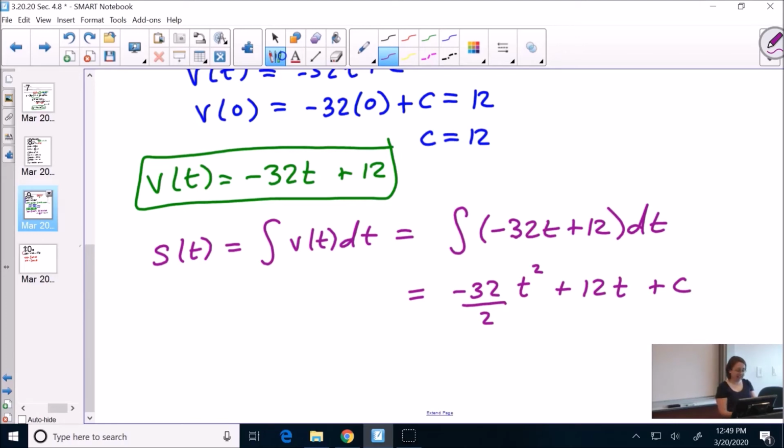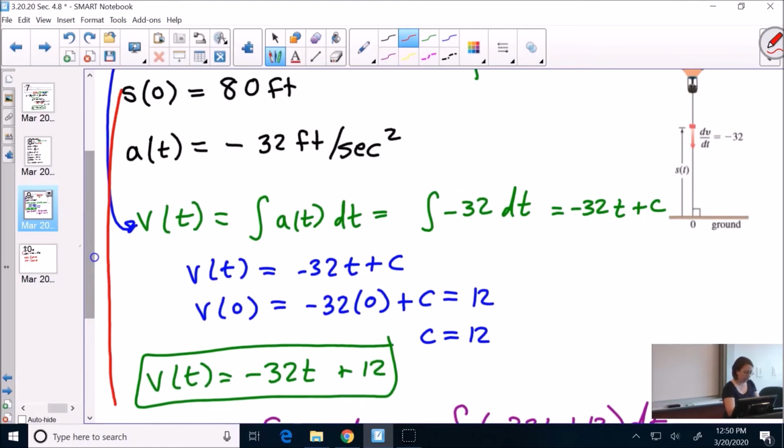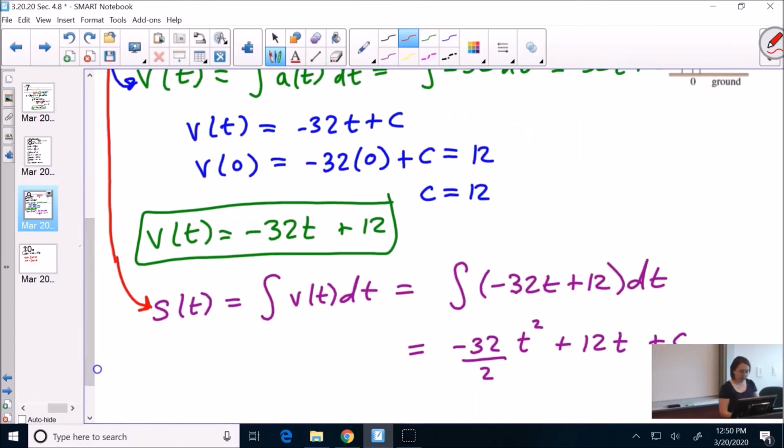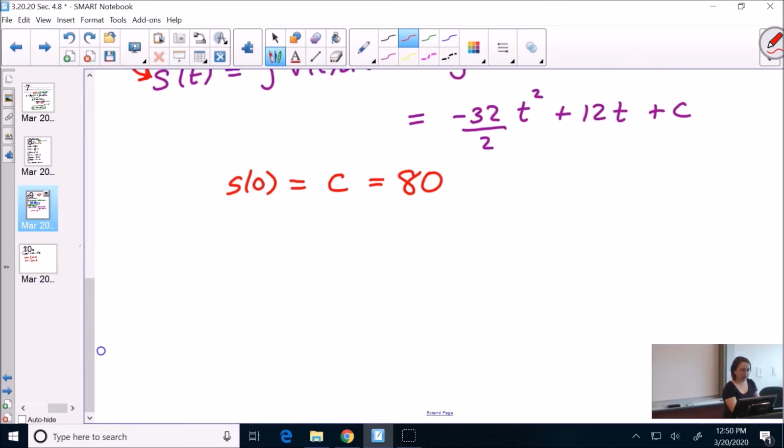So if that's our s of t, we can use our initial condition way up here. The initial position of our box, s of 0, plug in 0 everywhere. If you plug in 0 everywhere, all of this is going to go away. You're just going to end up with c. s of 0 is c, and we know that s of 0 is 8. So with that information, s of t is what we found. Negative 32 over 2, that's negative 16t squared, plus 12t, plus our c, which we discovered was 8.